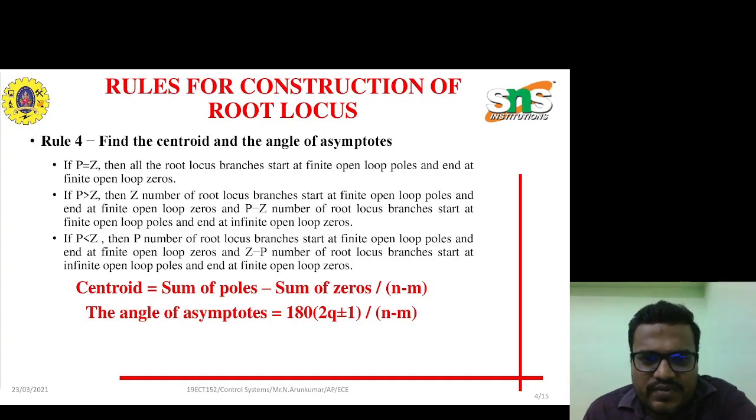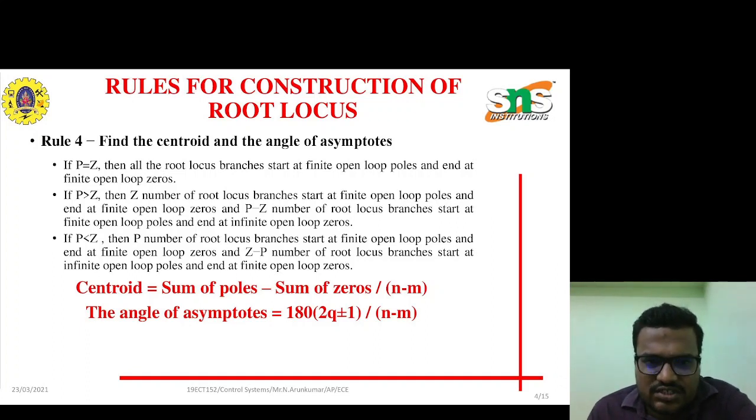The sum of poles means, as already discussed, the poles obtained from the characteristic equation. Those pole values are listed for the centroid, and from their sum we subtract the sum of zeros. We also count how many zeros are present, so that we can calculate the centroid point.